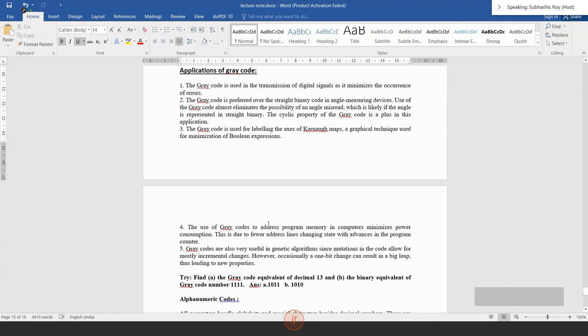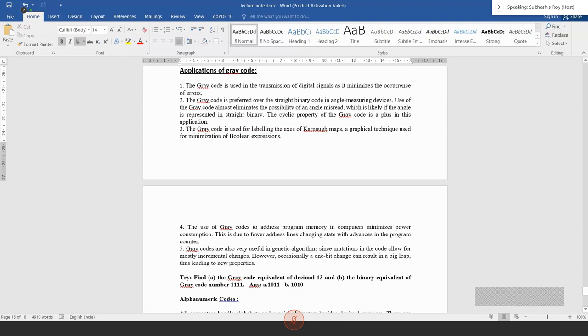This is a real example. These are the theory, and this is also a real example related to your stream. In the program memory, addresses of the program memory in your computer are stored in gray code form. This is due to fewer address lines changing state with advances in the program counter. If I use gray code in program memory in computers, it will minimize the power consumption, because fewer address line changes will occur as we advance the program counter value.